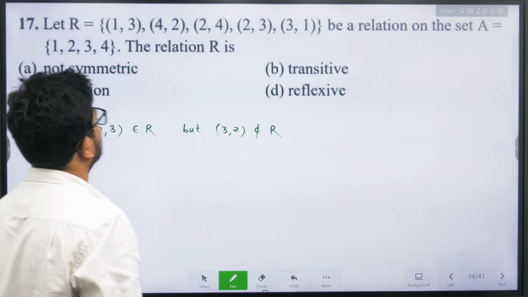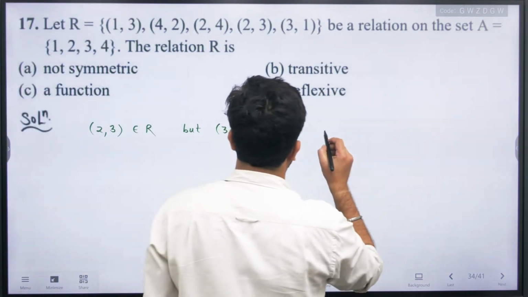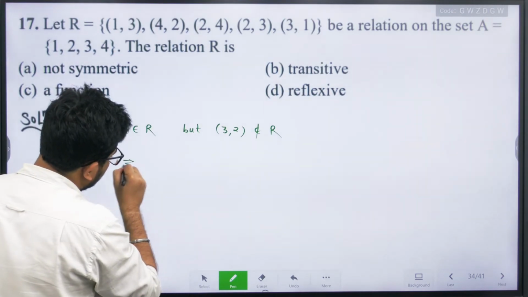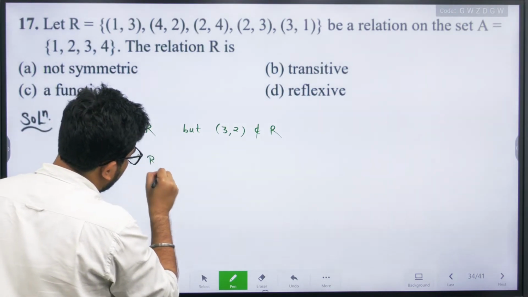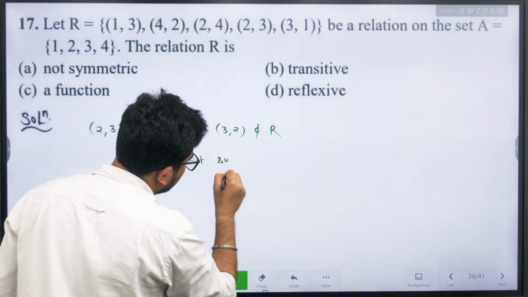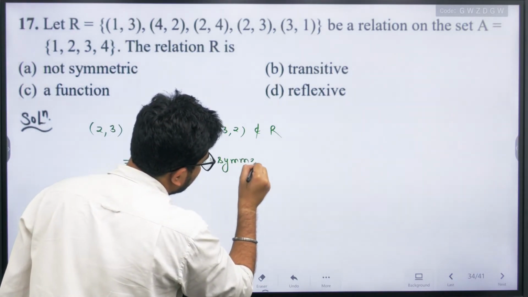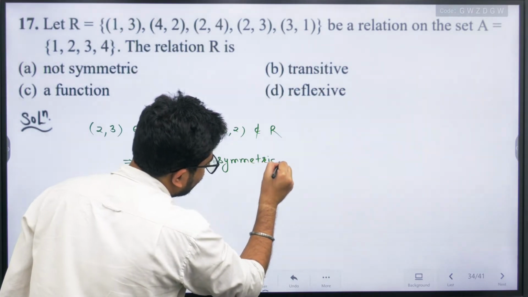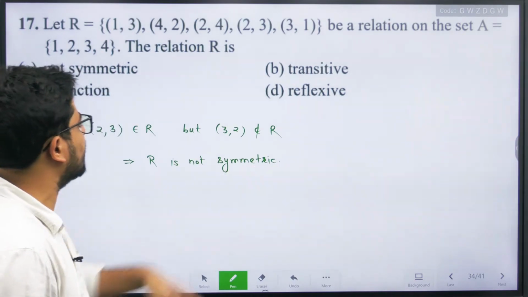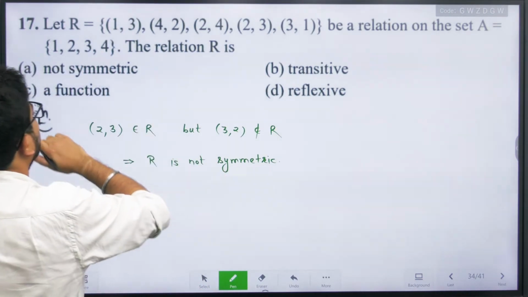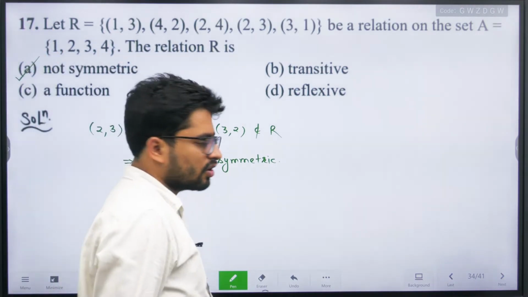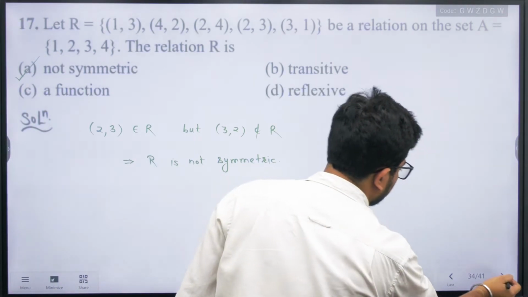For every (a, b) belonging to A, so it means the relation is not symmetric. Okay, so from here you can conclude R is not symmetric. Yes, so you can say the relation is not a symmetric relation. So option A is the correct one, not symmetric. So option A is the final answer. Got it? Now let's do the next one.